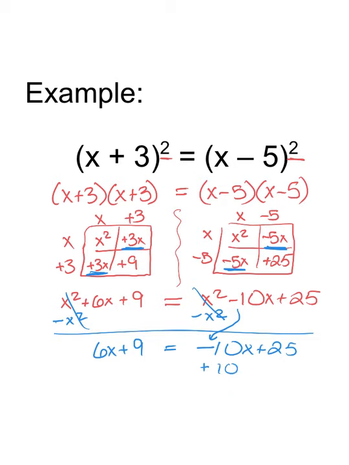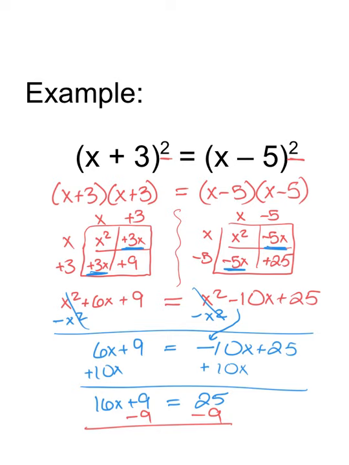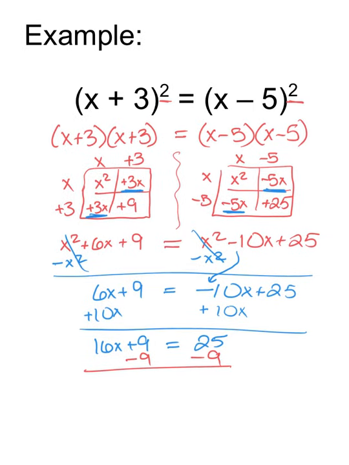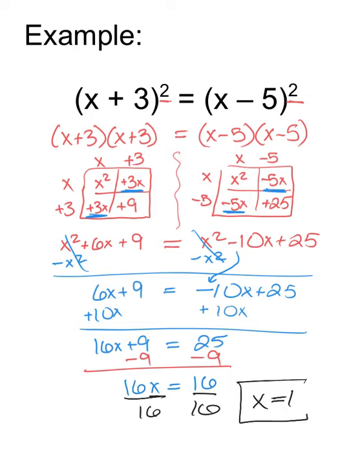Now I'm going to add 10x to each side. So I end up with 16x plus 9 equals 25. Now I want to move my numbers to the opposite side. So I'm going to minus 9 from both sides. That means I am left with 16x equals 25 minus 9 is 16. I divide by the number in front of the x, so I'm going to divide both sides by 16. And in this case, I get x equals 1, and that is my answer.